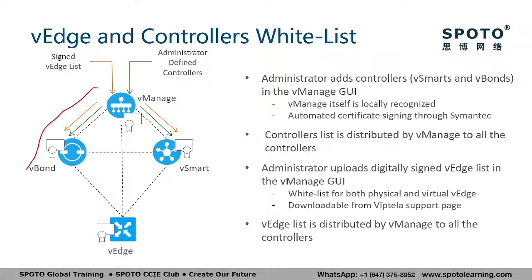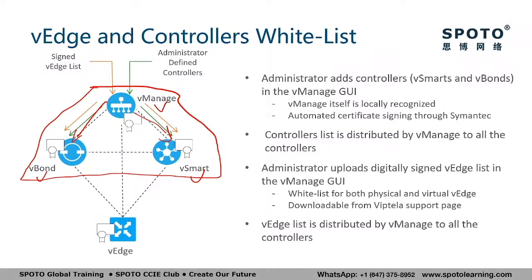The triangle relationship over here is the management plane. We have vManage, vBond, and vSmart. Once they are in the whitelist, the information of each other will be distributed by vManage to the other controllers. The information will be synchronized, so they know each other.